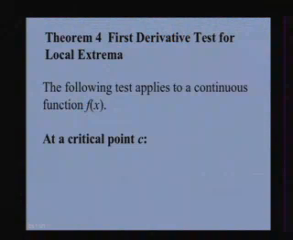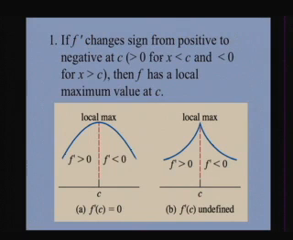The following test applies to a continuous function f of x at a critical point c. If f prime changes sign from positive to negative at the point c, then f has a local maximum value.